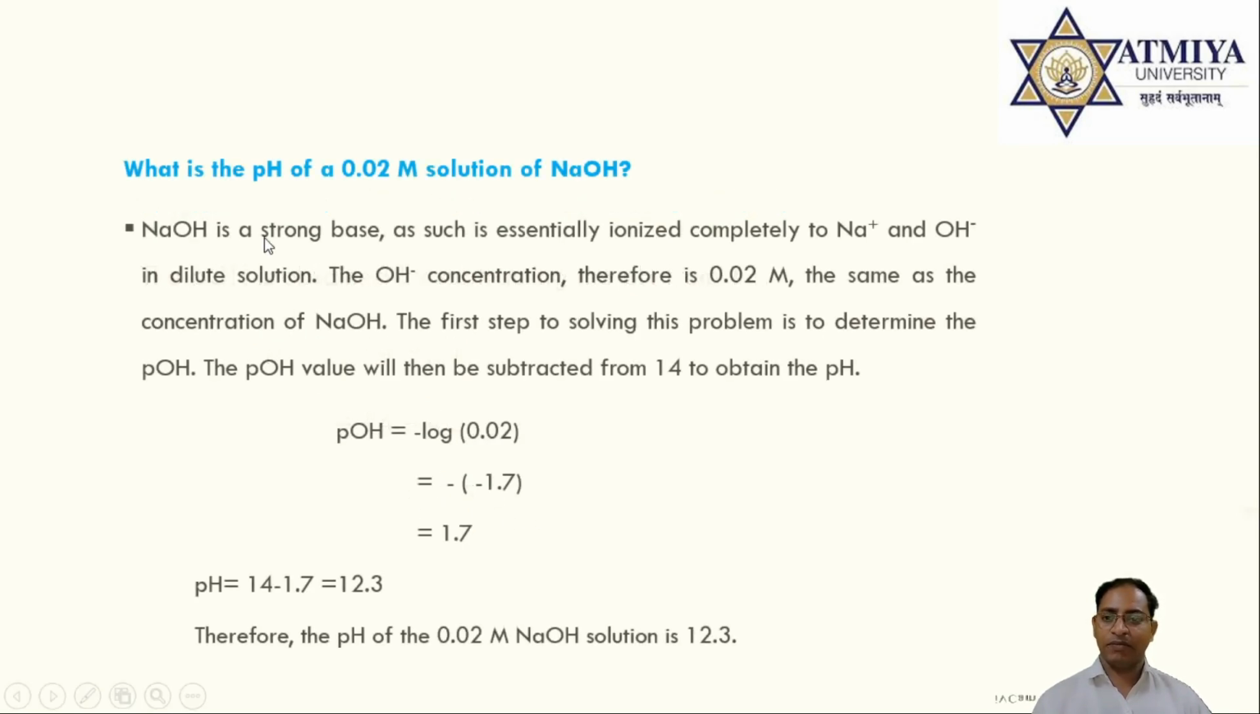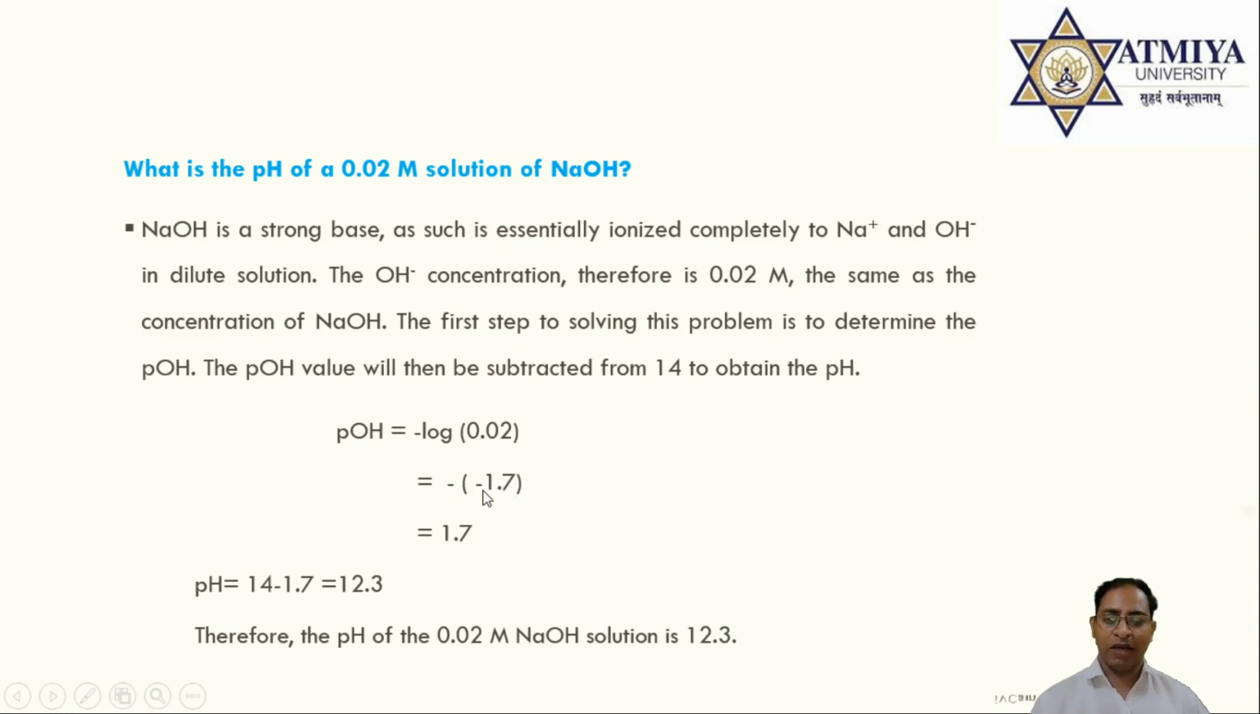Take another example. What is the pH of a 0.02 molar solution of NaOH? Here I want to calculate the pH, but you have NaOH. So let's calculate pOH. As you know, the formula for pOH equals minus log. Here I have not written 10 as a base, but you can consider it as 10. If nothing is written, it is by default 10. So minus log 0.02. If you take the log, it will be minus 1.7.